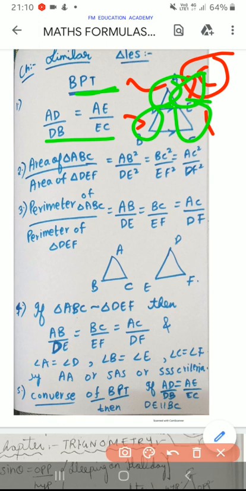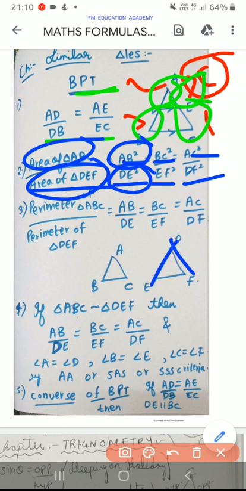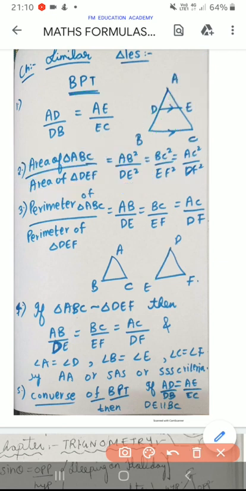Then we have: the ratio of areas of two similar triangles will be equal to the square of the ratio of their corresponding sides. That is, suppose two areas are given in the question and also one side of another triangle is given, suppose DE value is given to you and two areas are given. If it is asking you to find out AB, then you have to use this concept, that is area of triangle ABC by area of triangle DEF is AB square by DE square, or BC square by EF square, or AC square by DF square.